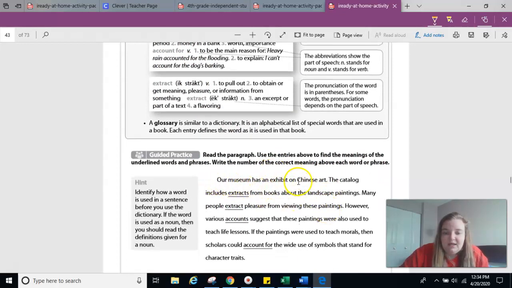So our museum has an exhibit on Chinese art. The catalog includes extracts from books about the landscape paintings. Many people extract pleasure from viewing these paintings. Okay? Alright, so look at this. To obtain or get meaning, pleasure, information. So I know this is going to be 2.